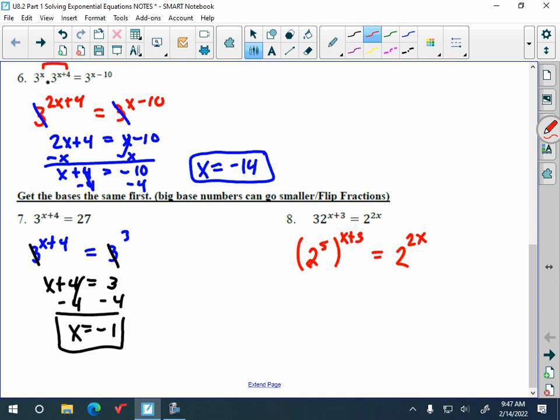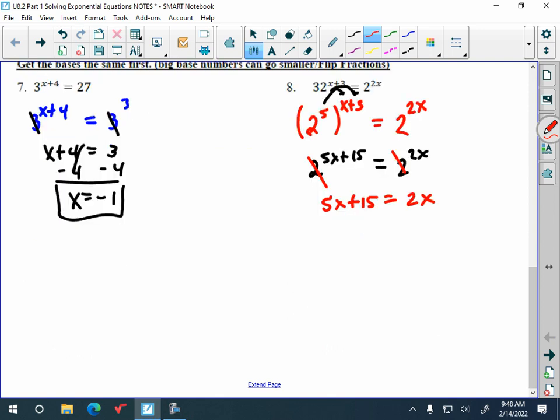All right, now, when we have an exponent that's raised to an exponent, we have to use our exponent properties and say we multiply exponents together. So this 5 is going to get distributed to the x and the 3. So be careful there because it's a binomial. So it's 2 to the 5x plus 15 equals 2 to the 2x. Now you cancel your bases out, set the exponents equal, and then solve for x.